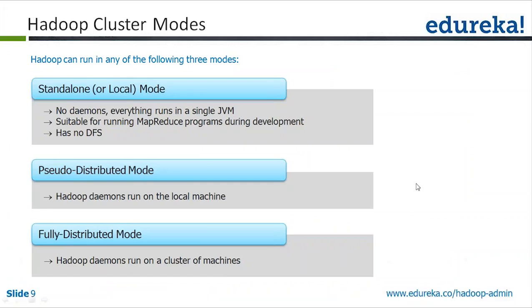So there are various Hadoop cluster modes. We teach all the cluster modes, starting from a single-node cluster, which is standalone or local mode, and then we move to pseudo-distributed mode, which is again a single-node cluster, but here we show all the Hadoop daemons coming up, like NameNode, DataNode, Secondary NameNode, ResourceManager, NodeManager, JobTracker, TaskTracker, and then fully distributed mode.